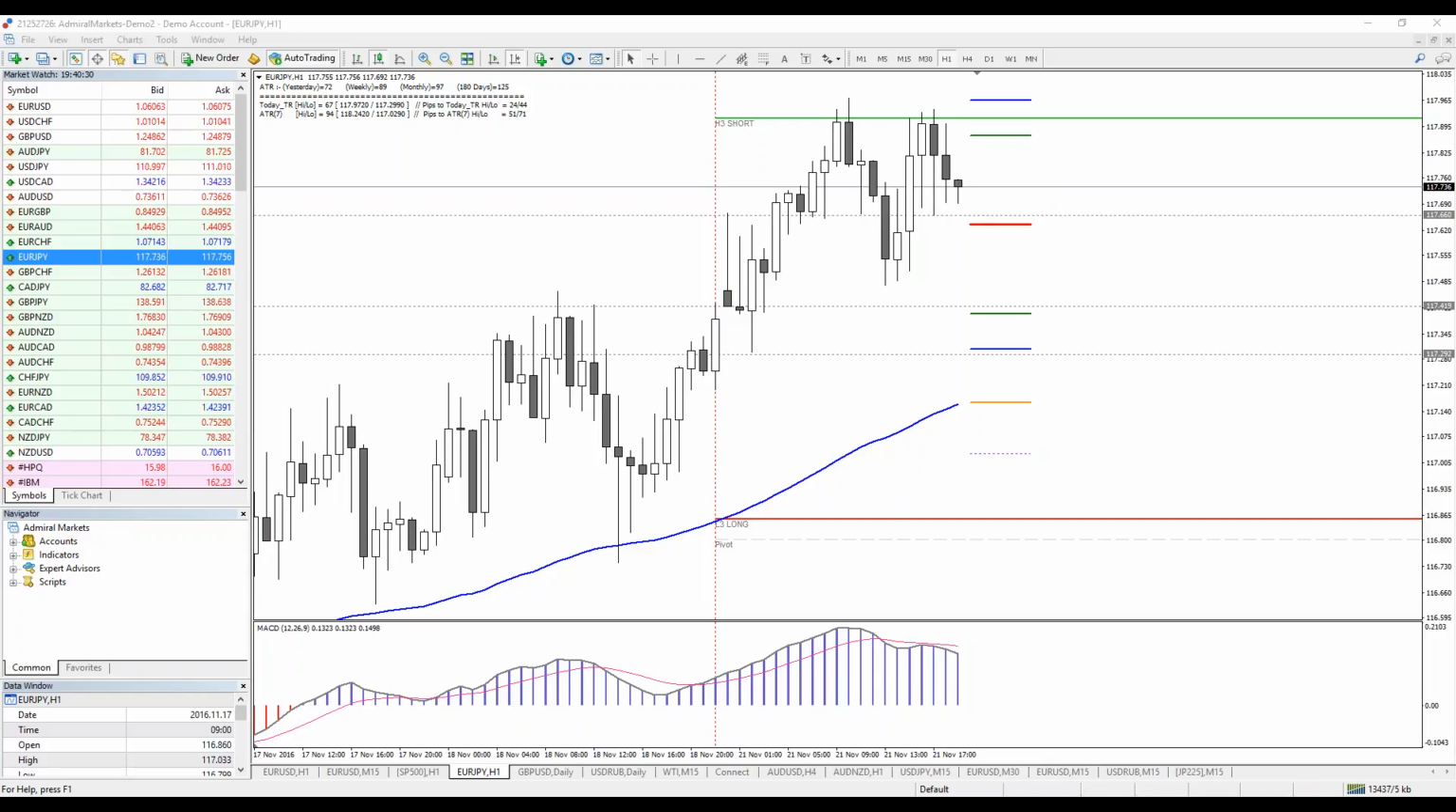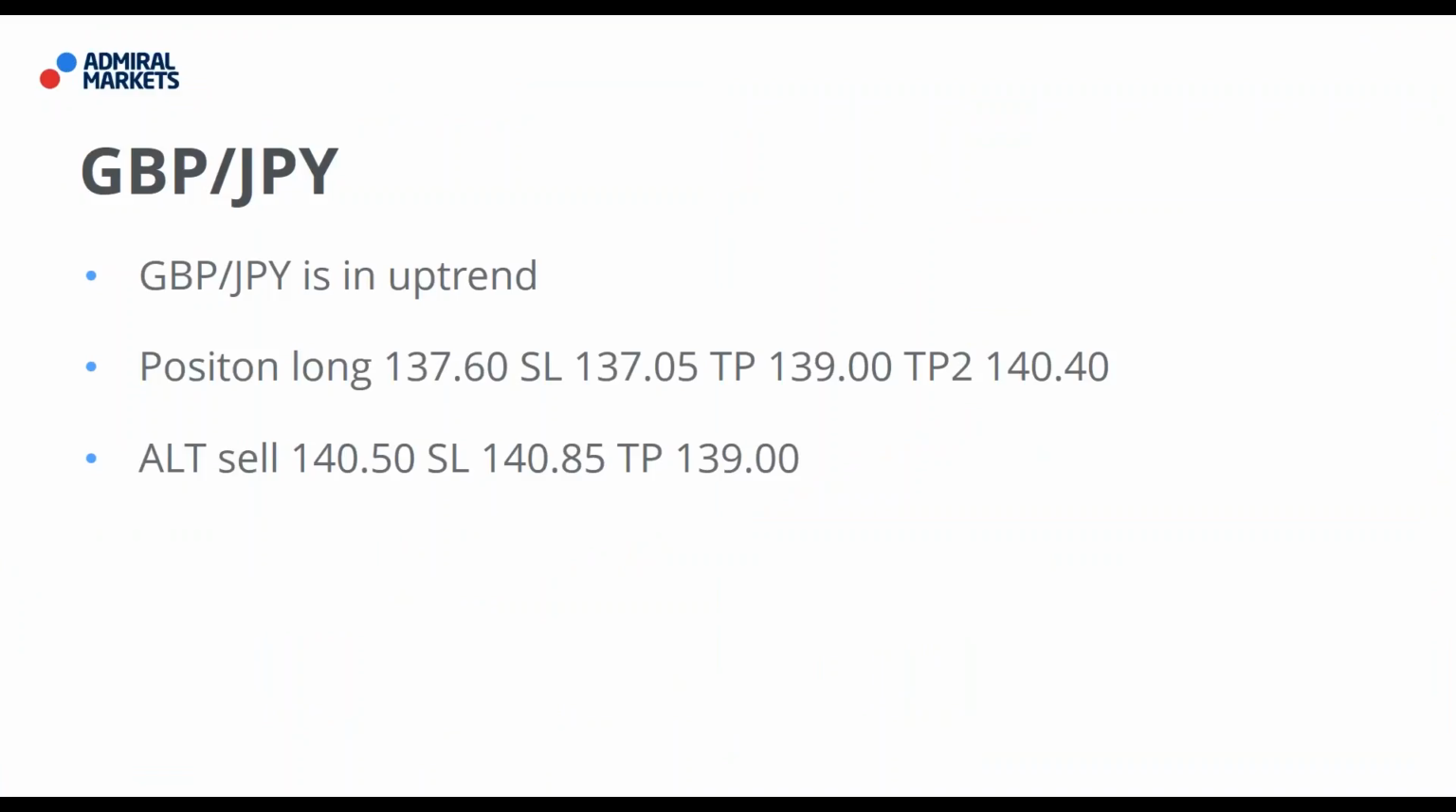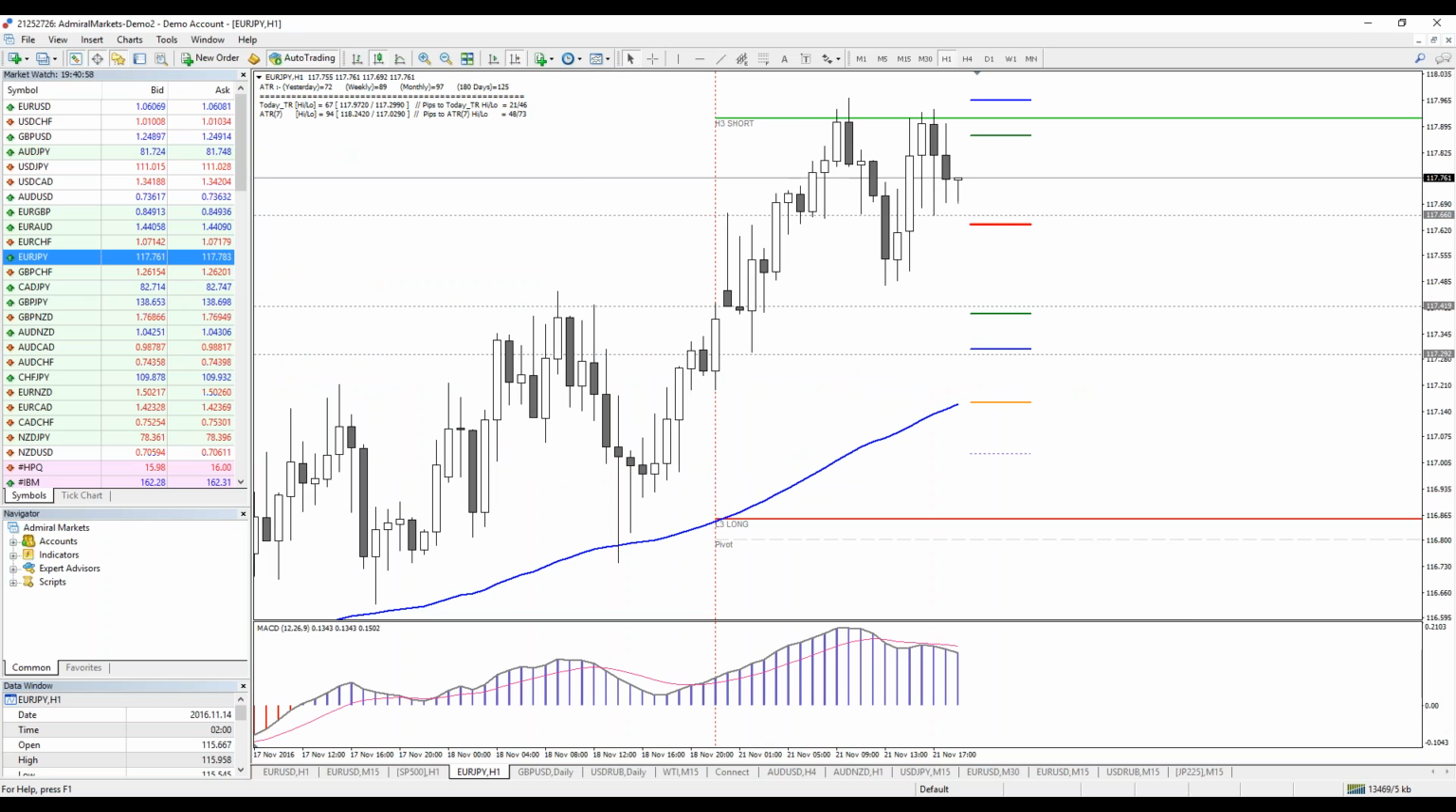And finally, pound yen. I would go long on pound yen, 137.60, 137.05. TP is 139, TP2 140.40, sell 140.50, 140.85 stop loss, and 139.00 is TP. So here, pound yen.